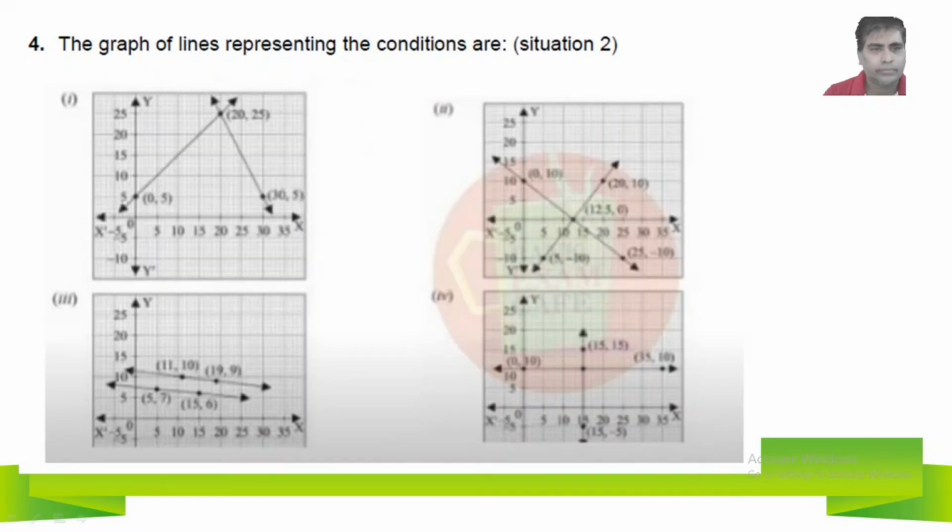Last question. The graph of the line representing the conditions: are they intersecting lines or parallel lines? We have to find it. So once again, if you go back, what are the equations we have? x plus 14y is equal to 145, and x plus 8y is equal to 91.